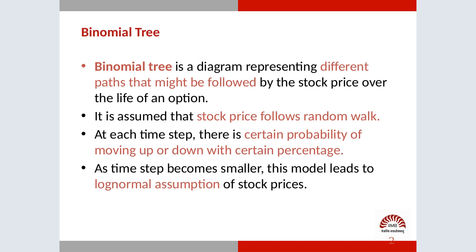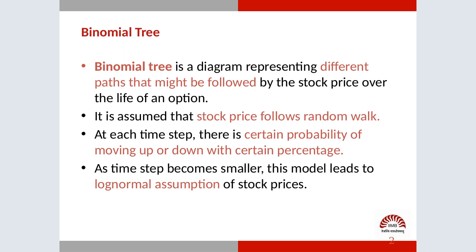We do not know whether the asset price will go up or go down, but what we assume is that at each step there is a certain probability with which it can move up, and therefore a certain probability with which it can move down. So if I know the probability of an up move, then the probability of the down move has to be nothing but 1 minus the probability of the up move. If P is the probability of an up move, then 1 minus P is the probability of the down move.